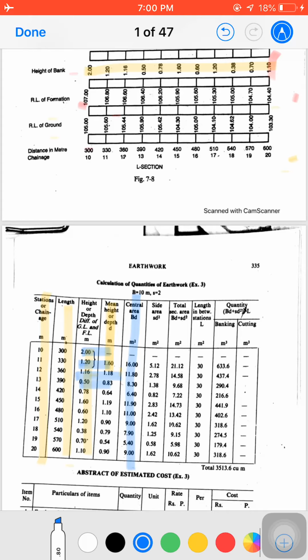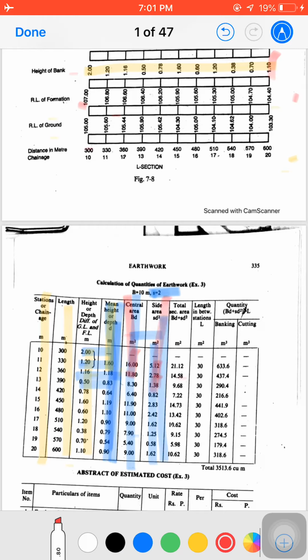B is 10 meter, the formation width that is given. And for depth you will be taking the mean depth. After calculating that, you have to calculate the side area, which is S into D square. D is again the mean depth. Next, S is 2, that is the slope. Then you get these values. After that, the total sectional area will be BD plus SD square. That will be 16 plus 5.12. Next will be 11.8 plus 2.78. That is this column and this column addition.